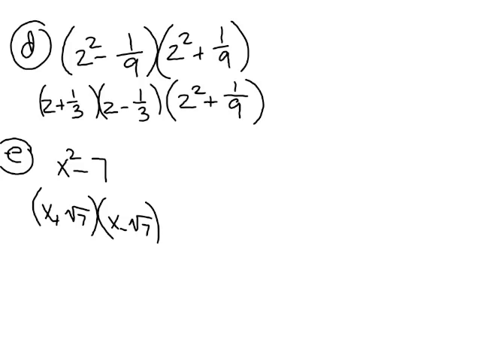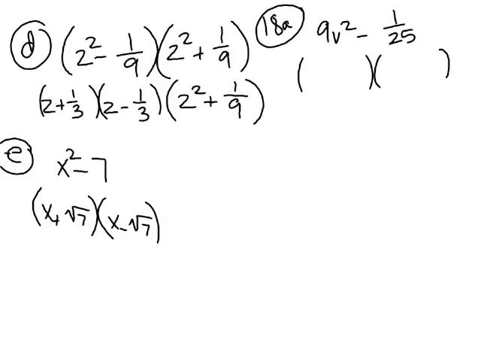Okay. So back to page 106 in the homework. Let's do perfect squares. 18a is 9v squared minus 1 over 25. So square root of 9, 3, and the square root of v squared, v. So 3v and 3v. And then the square root of 1, 1. And the square root of 25, 5. 1 over 5. One's positive, one's negative. My middle terms will cancel.